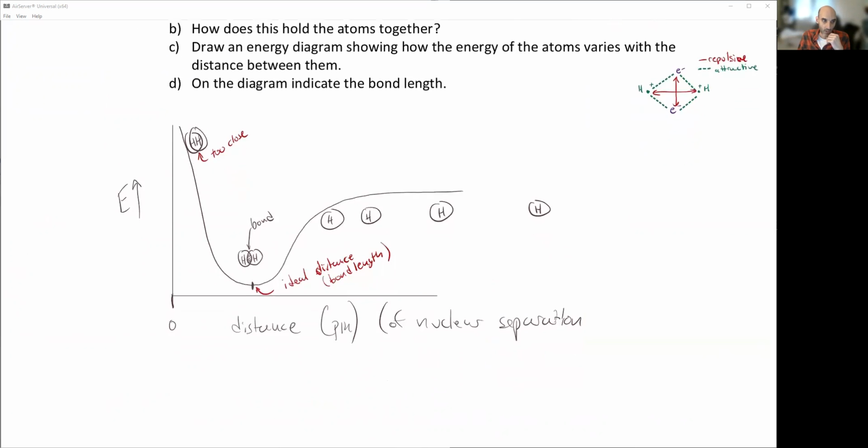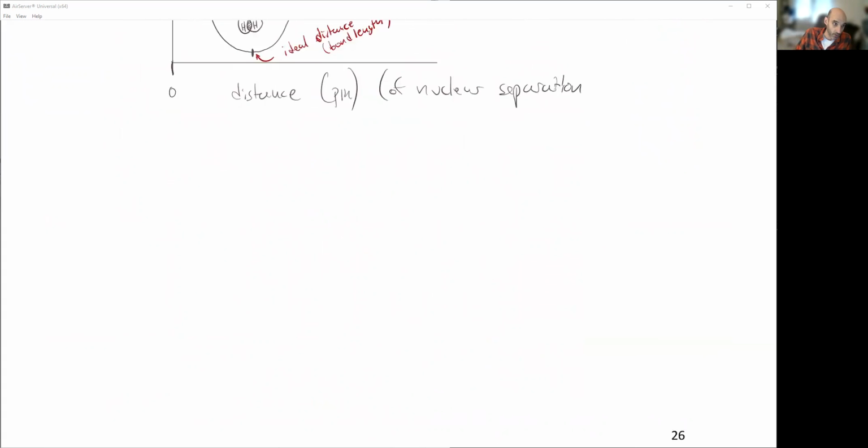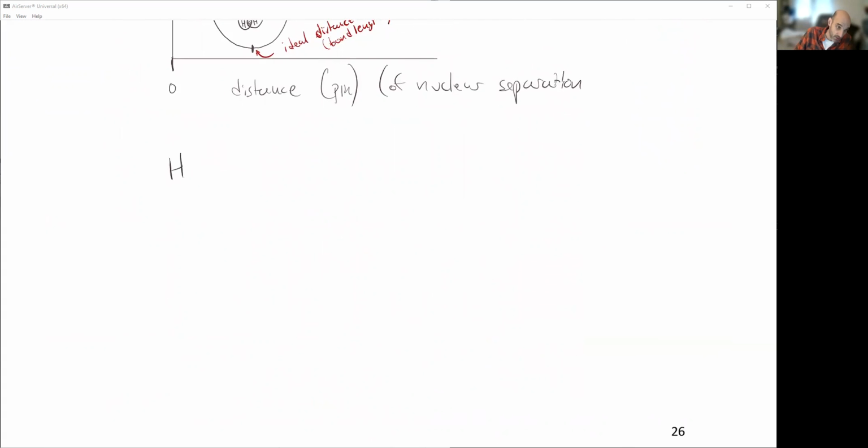So let's talk about interacting two hydrogens. I have a hydrogen. It is the 1s orbital, and it has one electron in it. There's my one electron with spin up. This is the 1s with one electron, plus another hydrogen.